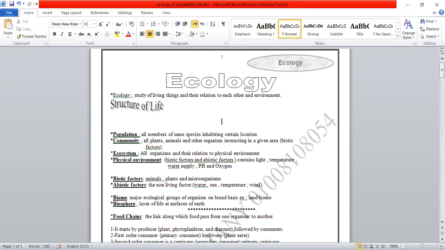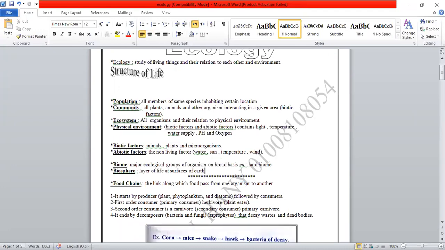Biome. What's meant by biome? The biome is the major groups, the building unit of the earth. The biome is the building unit of the earth in which we live. It is a group of ecological groups of organisms on a broad base.